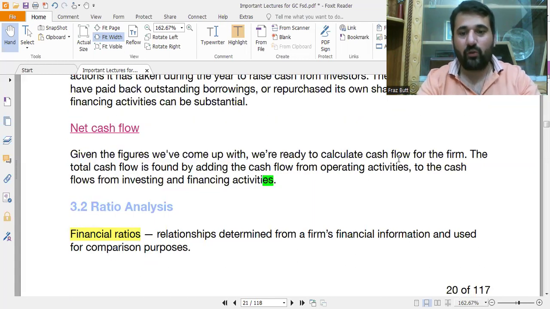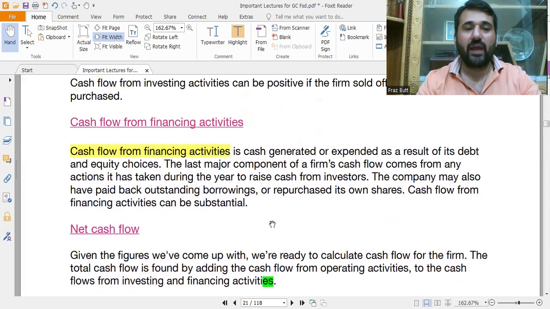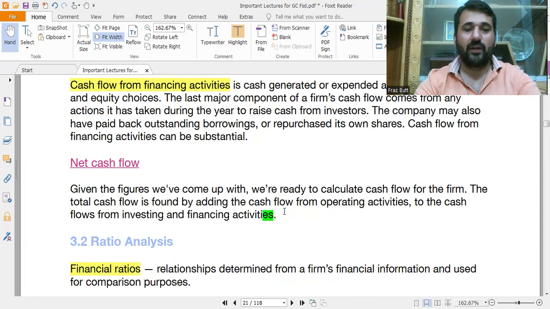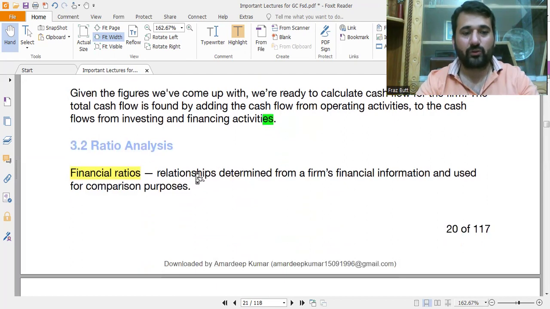We are ready to calculate cash flows from the firm. The total cash flow is found by adding the cash flow from operating activities to the cash flows from investing and financing activities. When we add all the cash from operating, investing, and financing activities, and reduce all the payments, or all the cash which is going away, we come to know about the net cash flow. So let me stop my video here. In the next video, inshallah, we will talk about ratio analysis.